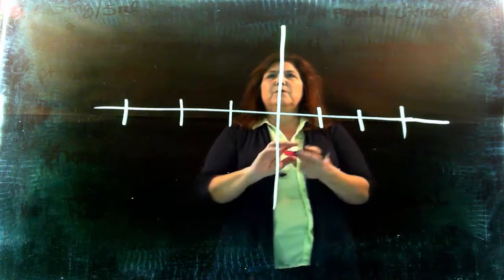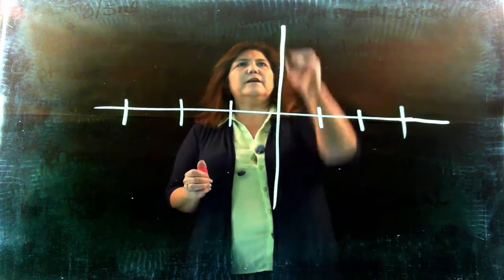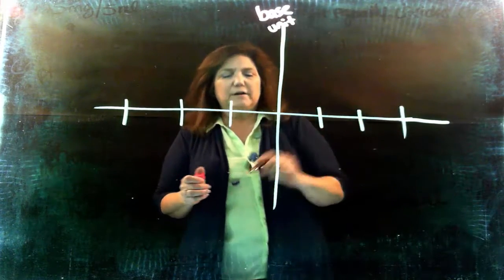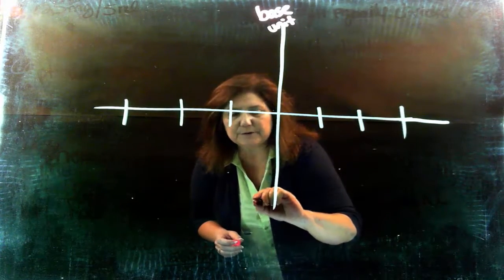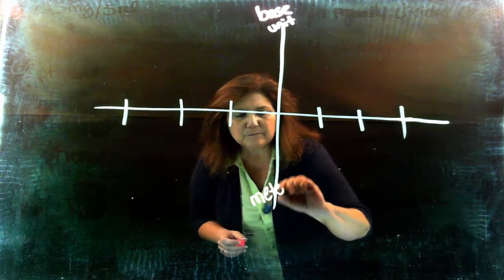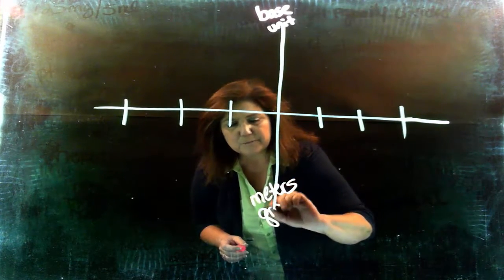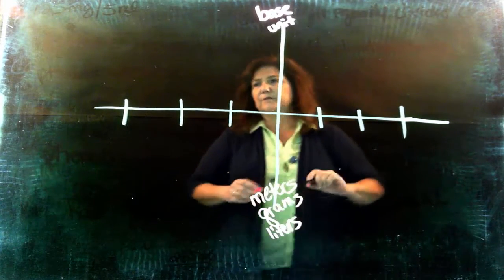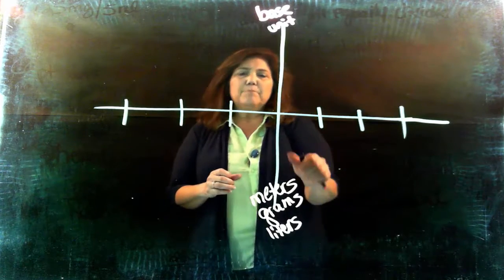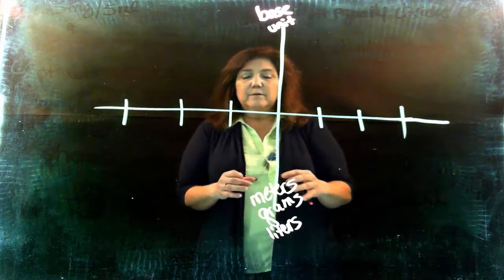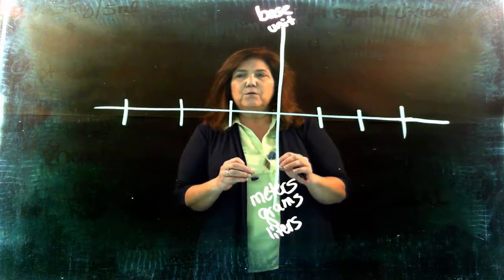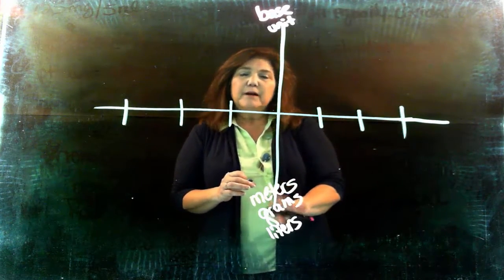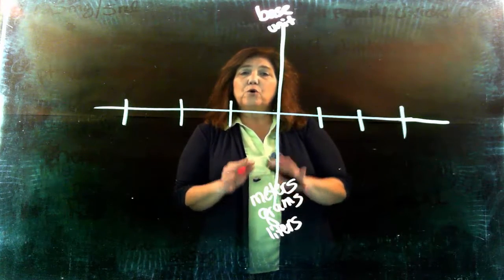So I've made a little number line here, and this center line is where our base unit is. The base units that we've talked about so far are meters, grams, and we haven't talked so much about volume yet, and that's liters, so we're going to leave that for a different discussion. So my base unit is meters, and that's what I use for length, for measuring length.